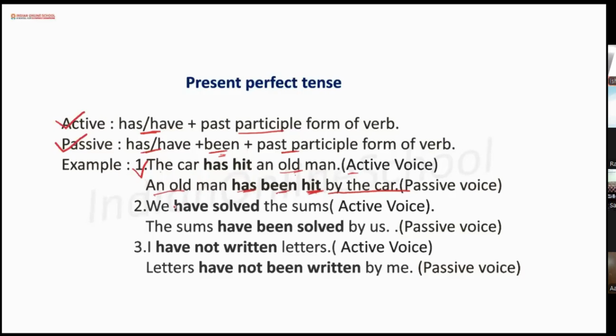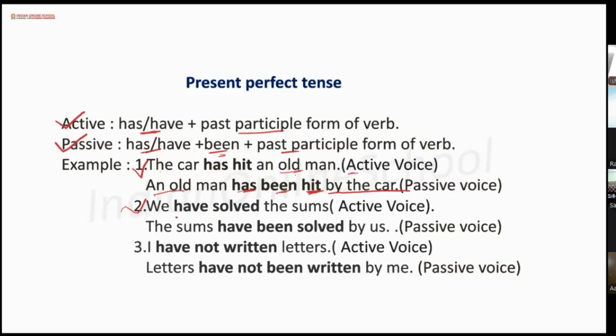Okay. Now, Archana, can you please read the second example for me? Archana, are you there? No? Okay. Ishil, can you read the second example for me?